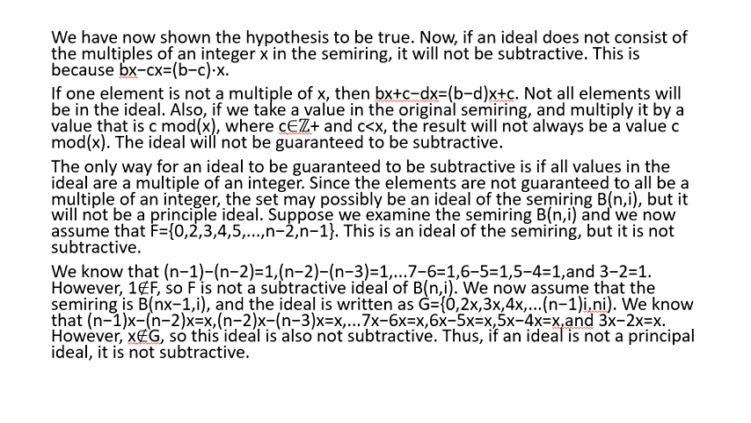Let's now assume that the semiring is B sub nx minus 1 comma I, and the ideal is written as G, which equals 0, 2x, 3x, 4x, up to n minus 1 x and nx. We know that (n minus 1)x minus (n minus 2)x equals x, and (n minus 2)x minus (n minus 3)x equals x, up to 3x minus 2x equals x. However, x is not an element of G, so this ideal is not subtractive.